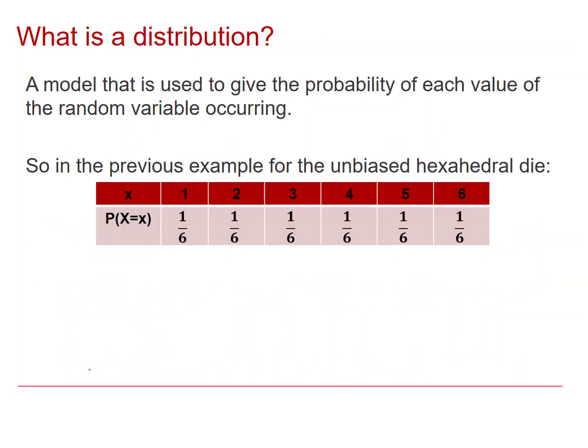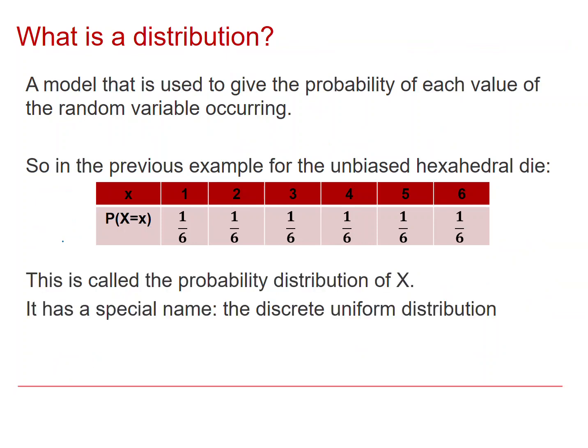6. When we talk about a probability distribution, we mean a model giving all the possible outcomes with their associated probabilities. So here is the probability distribution for the previous example about the six-sided dice. As you can see, we have all the possible outcomes on the dice with their associated probabilities. In this case, where all the probabilities are the same, this is referred to as the discrete uniform distribution.